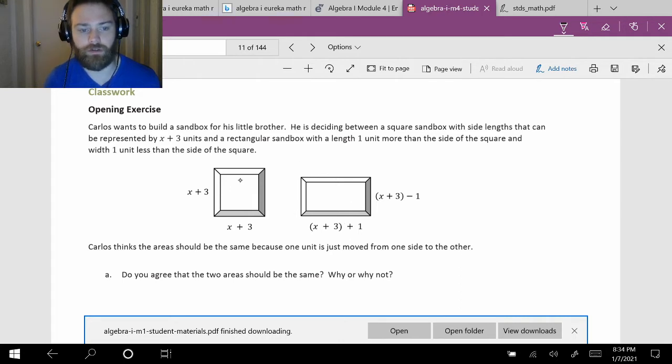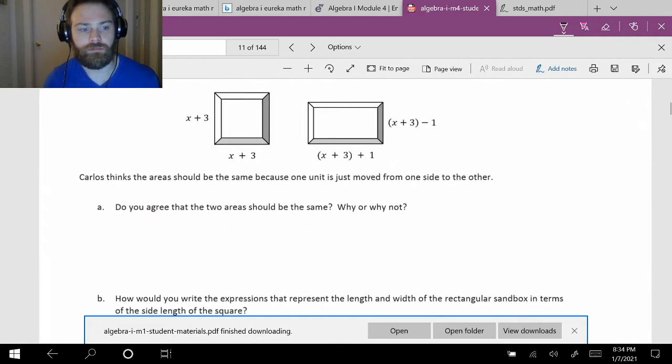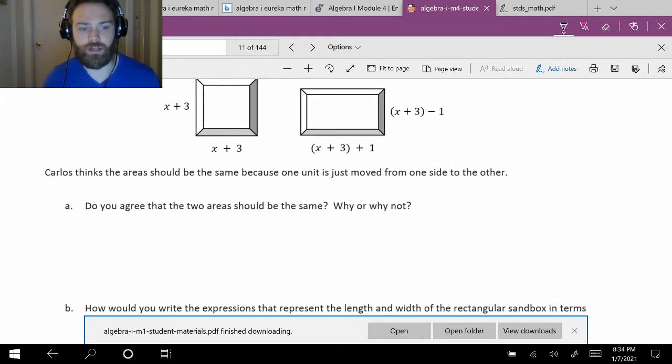Okay, so if you take a look over here, he says, okay, this is x plus 3, some unknown quantity x plus 3 units, and then some unknown quantity x plus 3. So this is a square sandbox. And over here, he said, okay, what if I add one to this dimension and then take away one from this dimension? So Carlos thinks that the area should be the same because 1 unit is just moved from one side to the other. So do you agree that the 2 areas should be the same?